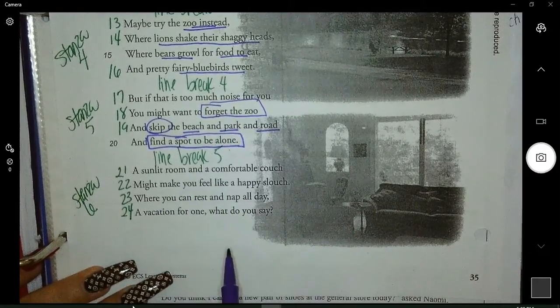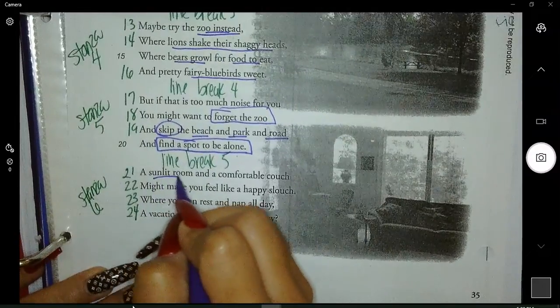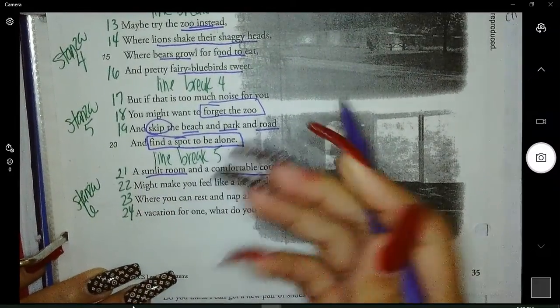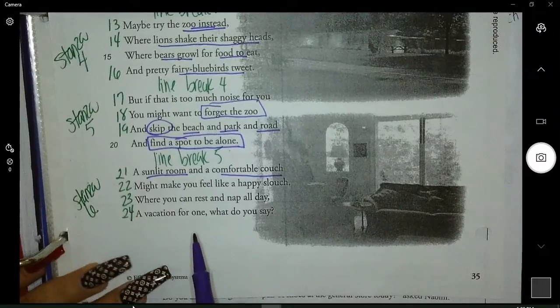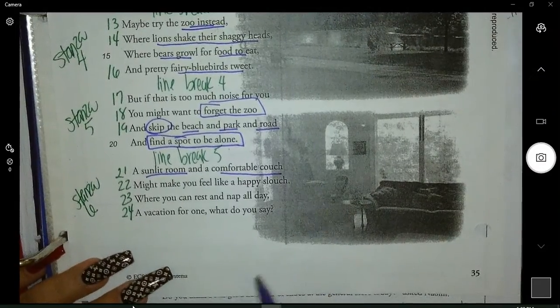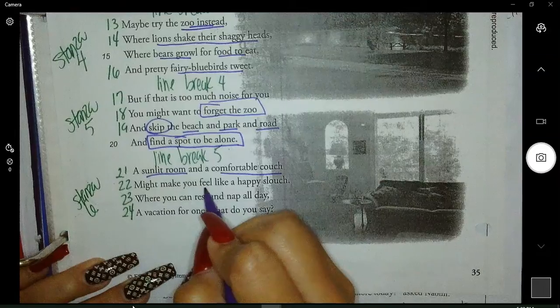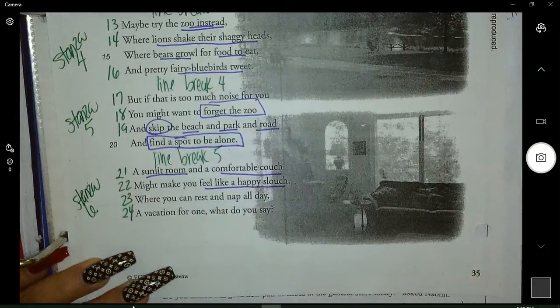What is he telling me? A sunlit room and a comfortable couch. So what can I do, boys and girls? The speaker probably just wants to lay down, right? And it's going to make him feel happy like a slouch.